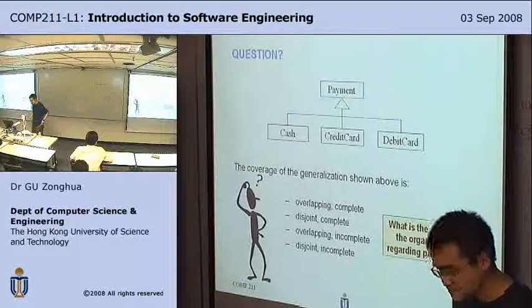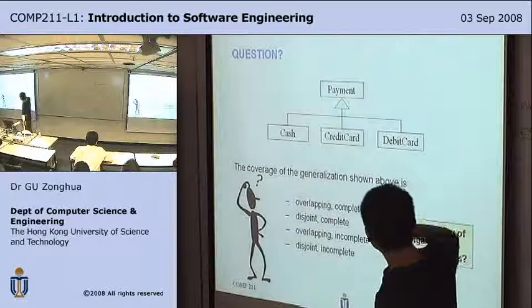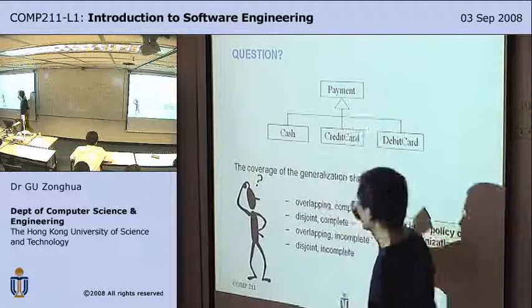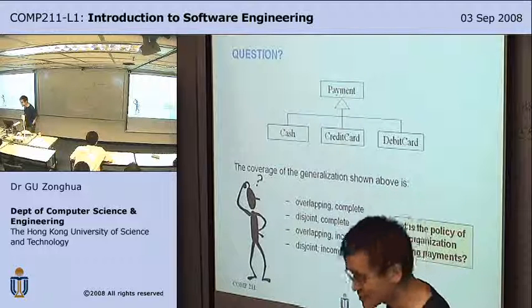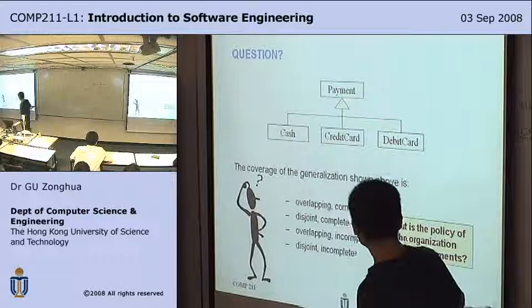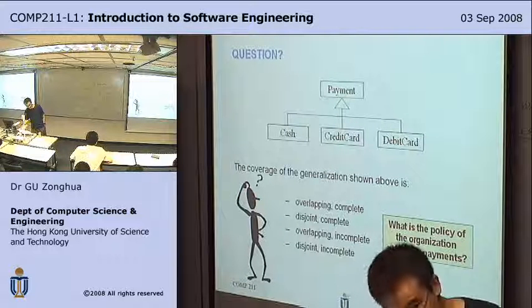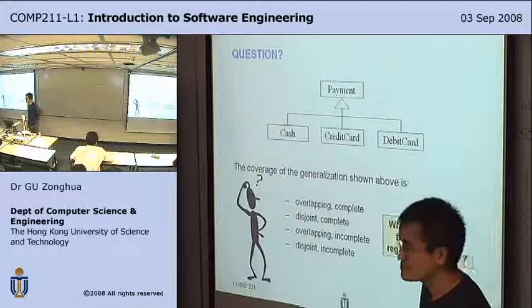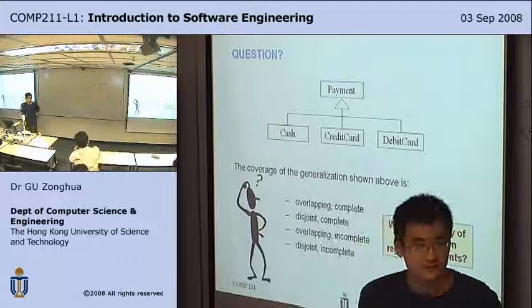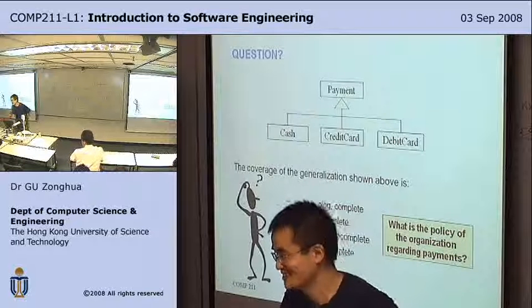So here's a question for you. Look at this inheritance diagram where you have a payment class. Payment could be a cash payment, a credit card payment, or a debit card payment. The coverage is overlapping or disjoint, complete or incomplete. So what do you think? Any volunteers? Since you're sitting in the front row, what's your opinion?